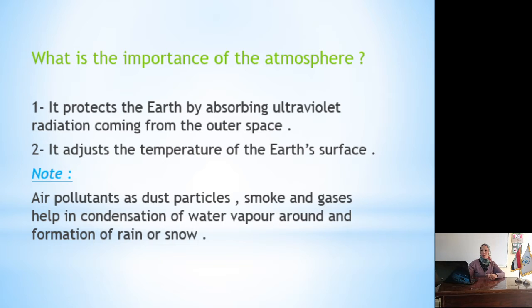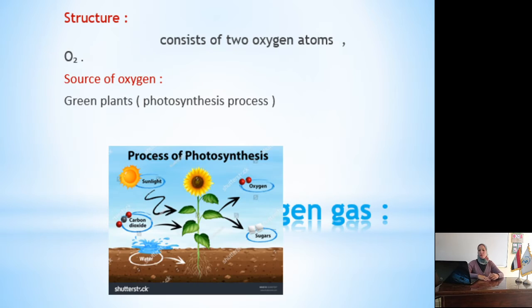Slide number 4, structure of oxygen. Oxygen molecule consists of two atoms linked together, so the symbol of oxygen is O2. Sources of oxygen. Green plants are the main source of oxygen on Earth that produce oxygen from photosynthesis process.